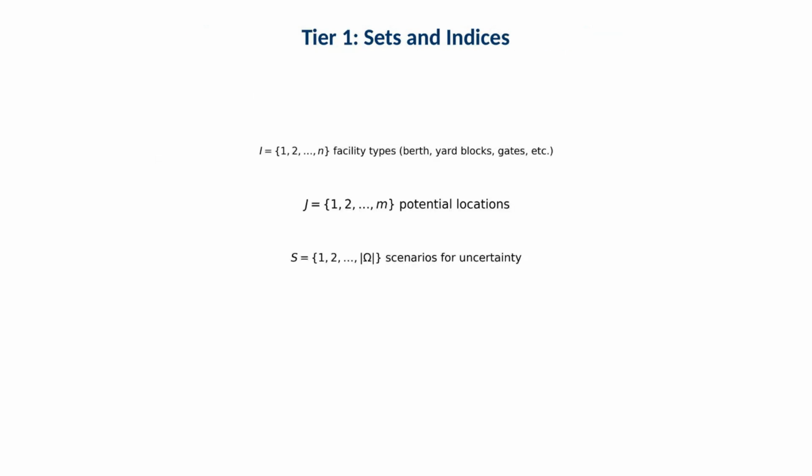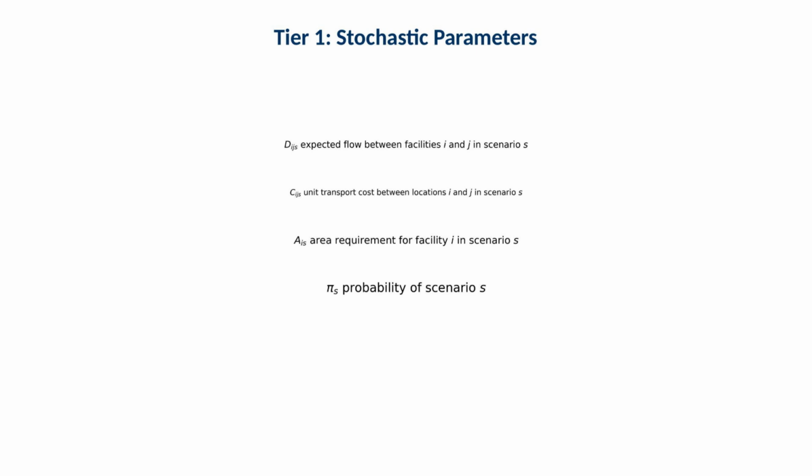We define the set of facility types, which includes elements like berth, yard blocks, gates, and other components. We also define the set of potential locations where these facilities could be placed. Finally, we define a set of scenarios. Each scenario represents a different realization of uncertain parameters, such as flows or area needs, and each scenario has an associated probability.